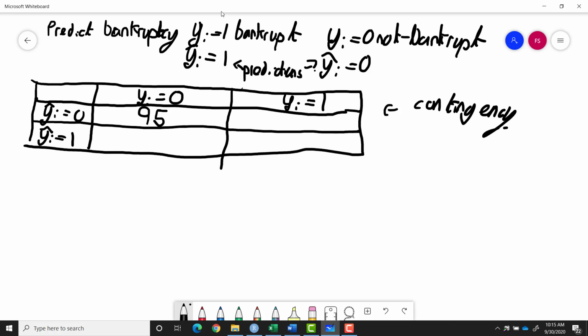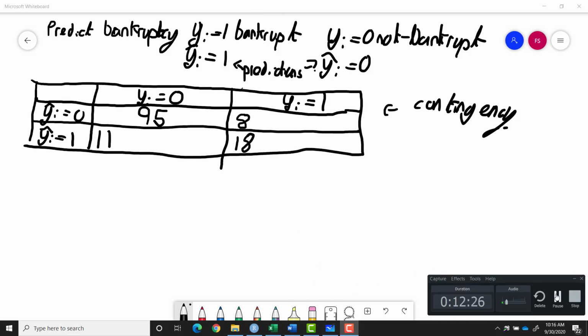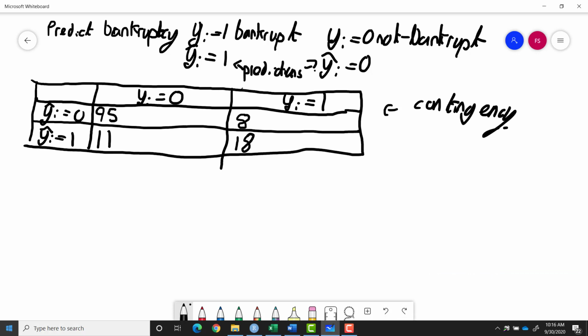Then we have the ones that are not bankrupt, but we predict bankrupt: 11. Then we have bankrupt, but we predict not bankrupt, so we're wrong here: 8. And conversely, they're actually bankrupt and we predict bankrupt: 18. So I'm going to move that 95. Let's define these.